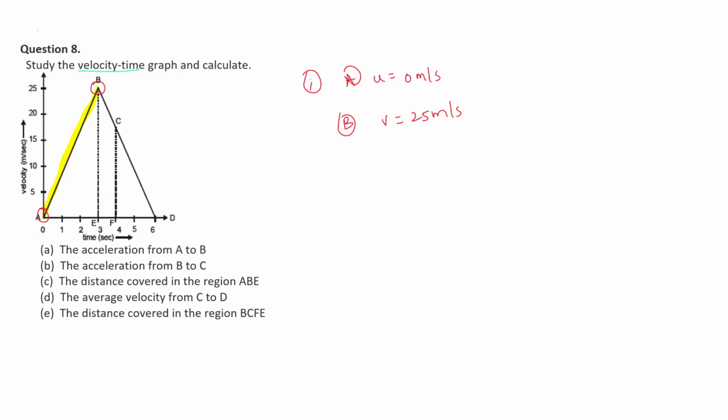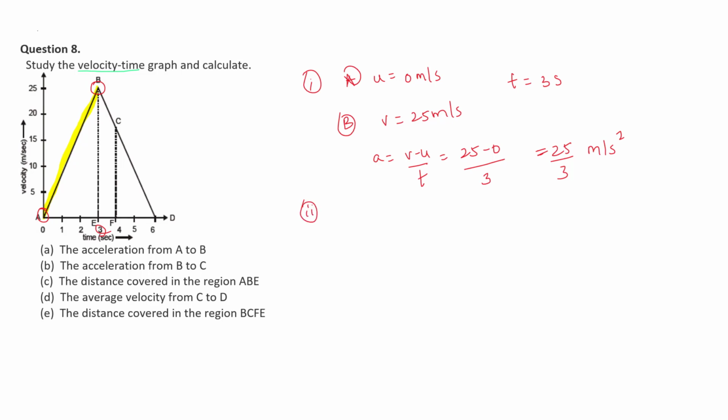And the time taken to go from position A to B is 3 seconds. Now that we have u, v and t, I can calculate the acceleration, that is v minus u by t, equals 25 minus 0 by 3, which is equal to 25 by 3 meter per second square. If you want to calculate in decimal, you can.